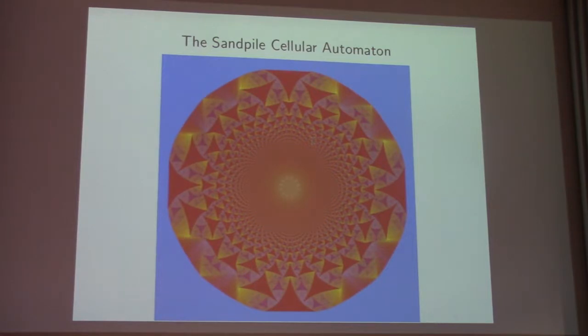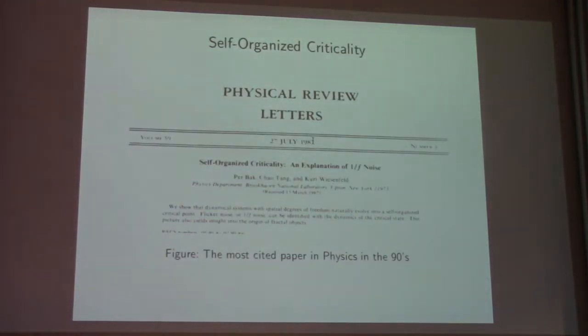And this is the original paper, the 1987 paper, where they propose this example. The remarkable paper is very short, 2 or 3 pages, and it's the most cited paper in all of physics in the decade of the 1990s. 2 or 3 pages, but it ignited the imagination to model a lot of phenomena in nature. They proposed the term self-organized criticality. 1 over f noise is pink noise.